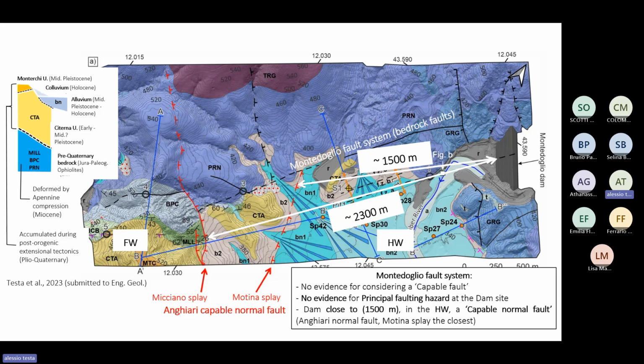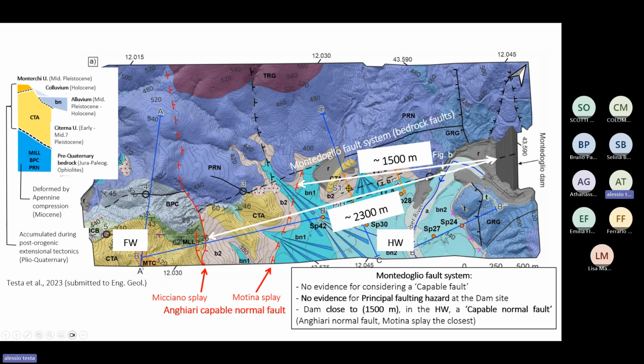But anyway, the dam is very close to the main fault of the basin. Here you can see two of the splays of the main fault, which is the Anghiari fault. Here you can see the Micciano splay and here the Motina splay, which are at a distance of 1.5 to 2.3 kilometers from the dam. So it is not possible to exclude secondary faulting at the site of the dam, especially since we have a pre-existing discontinuity here, which is actually one of the splays of the Montedoglio fault system.